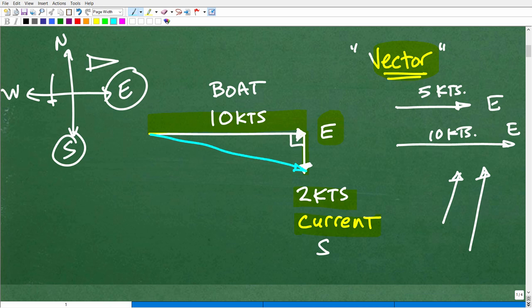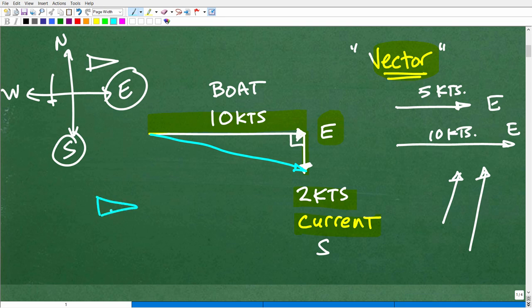If you think about it, if the boat's going in this direction, and you've got a current that's going this way, what's going to happen to the actual boat? Well, it's going to get pushed in this direction. I mean, just common sense. The current is going to push it off in this direction, and it likely is going to speed up the boat as well. It's going to push it off in this direction and maybe give it a little bit more speed.